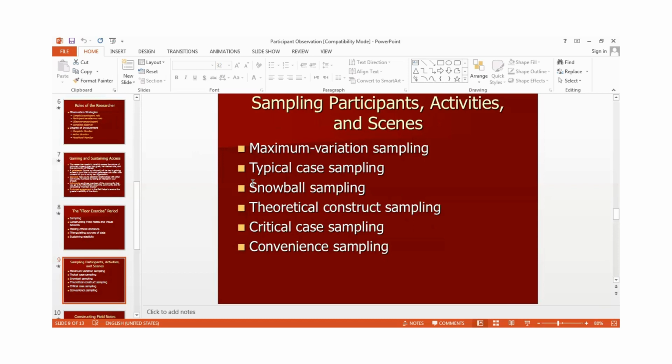Snowball sampling, as you know, is when we meet a person who is convenient to our sample, we join it, and then conveniently the other members we meet are also a part of our sampling. Snowball sampling and convenience sampling are the same things. Typical case sampling covers those members under observation who are typical to our case. And the first one is maximum variation sampling.